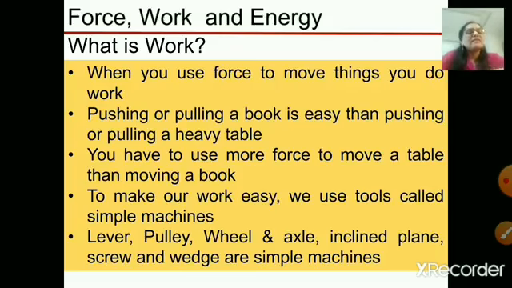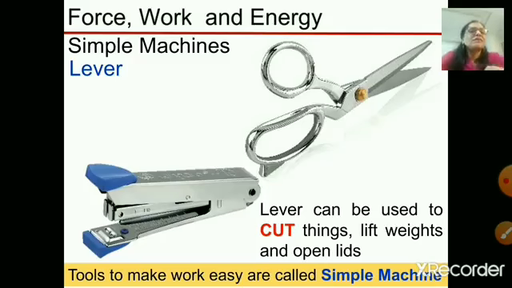They are of different types: lever, pulley, wheel and axle, inclined plane, screw and wedge. These are all the simple machines and we are going to learn about them, with examples, right? So see here, these are the examples of lever. Lever is a kind of simple machine that is used to cut things, even to lift objects and open lids.